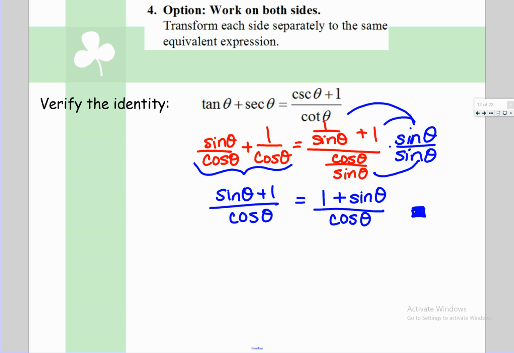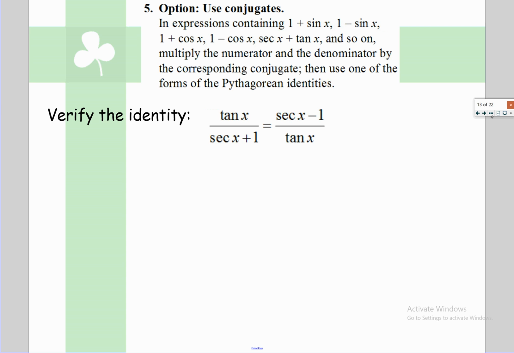All right, let's do one more together. Let's try this one. Tangent over secant plus 1 equals secant minus 1 over tangent. So the strategy here is using conjugates. So we're going to see a lot of problems with a 1 plus or 1 minus, and those relate to our Pythagorean identities. But we can only use Pythagorean identities if we have something that's squared, which we don't in these problems.